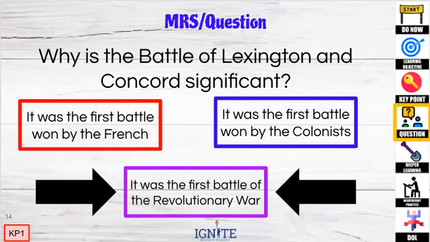Great. The correct answer is this purple boxed one. It was the first battle of the Revolutionary War, known as the shot heard round the world. That is Lexington and Concord.